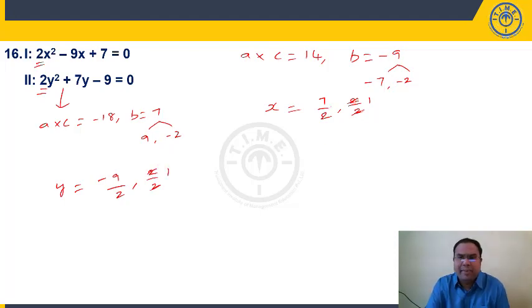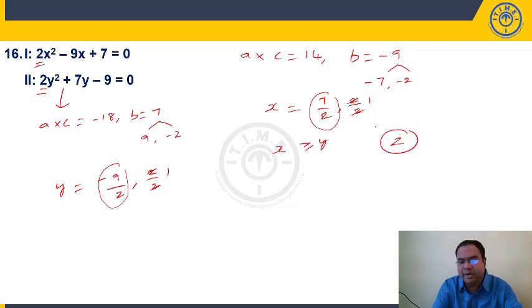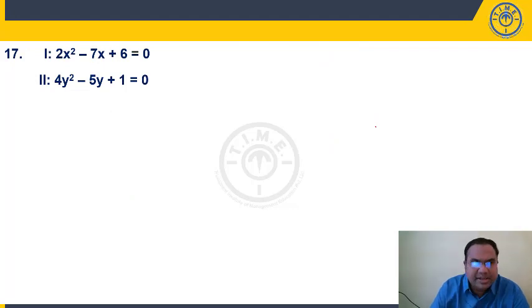Now, what will happen? Just check it here. 7 by 2 is obviously more than 1. It is greater than minus 9 by 2 and it is greater than 1. If I take 1, 1 is greater than the negative value and it is equal. So obviously x is either greater than or equal to y. Greater than or equal to y is nothing but your second option. Question number 17.